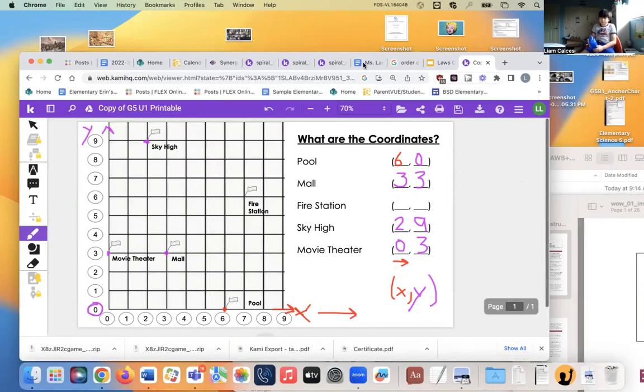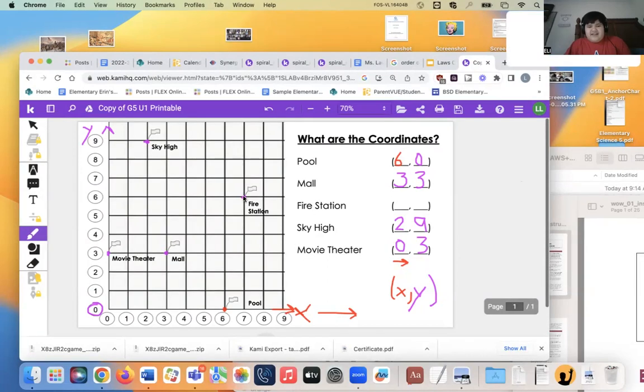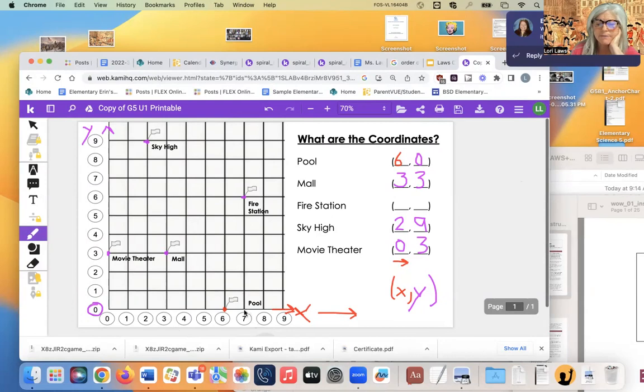Where's my fire station? Eli, tell us where the fire station is. It's right here. What are the coordinates for it? It's 6, 7. No, you go over first. So you go to 7 first.